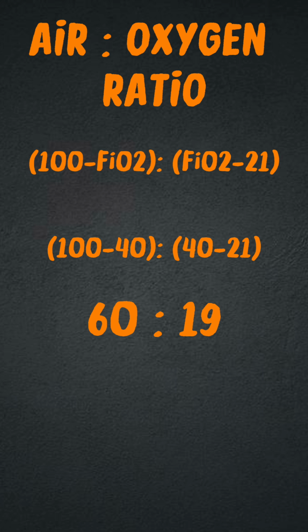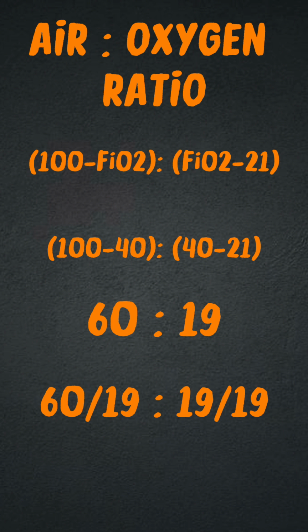We want a much more simplified ratio, and we want oxygen to be a ratio of 1. So we divide both sides of the ratio by 19, and the result is 3.16 parts of air to 1 part of oxygen. We can choose to leave it like this or simplify it even more by just saying 3 to 1. Now that we have determined our air-to-oxygen ratio, we can use that information to calculate total flow.